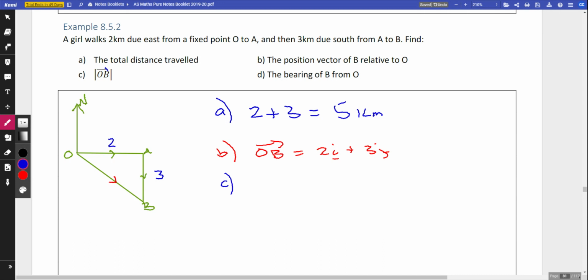C, find the magnitude of O to B, so that would be the length of that line there, which you can do in vectors. You can just see that from having the right angle triangle, and really that's all vectors are. It's just things like east and south, and considering it in those 2 perpendicular directions. So we are just doing the square root of 4 plus 9, so the answer is root 13.